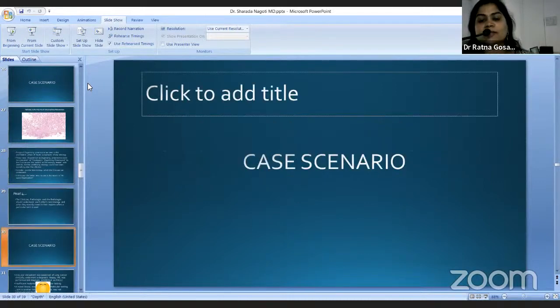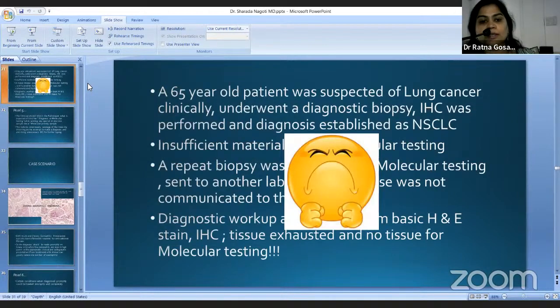So going to the next case scenario. This I have to put in an animated mode again in the slideshow.